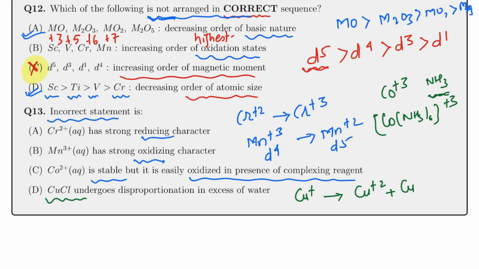Over here, if I talk about CuCl, it's a sparingly soluble salt. And if it's a sparingly soluble salt, when you put excess of water, CuCl won't be furnishing Cu+. And if it won't be furnishing Cu+, then disproportionation won't be happening. So this is very, very important. Since CuCl is sparingly soluble, it will be there as such only. So the fourth option is the incorrect statement for this one.